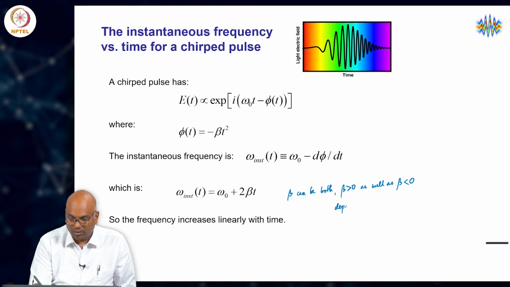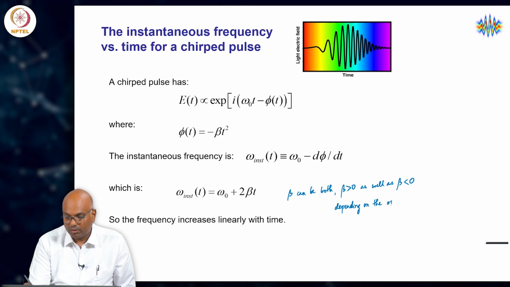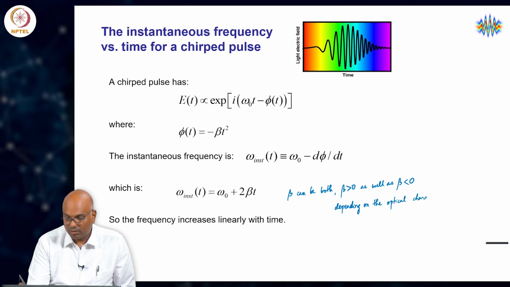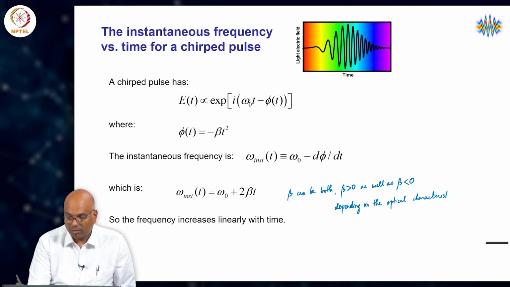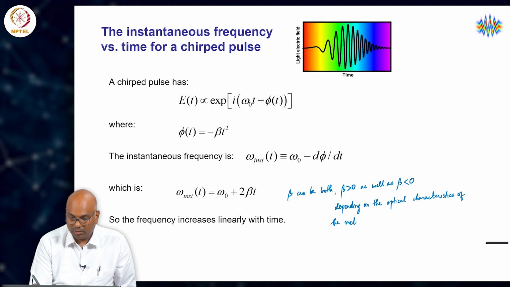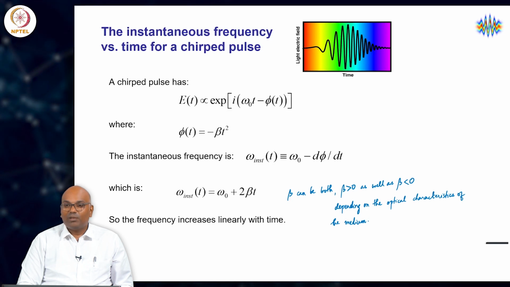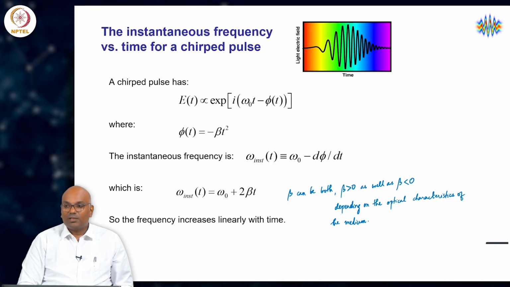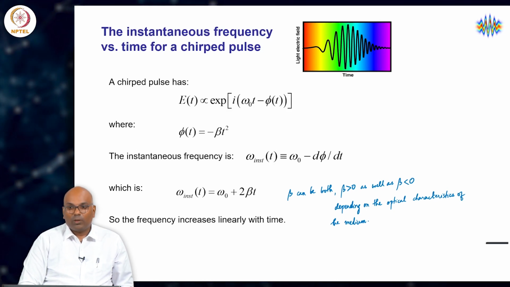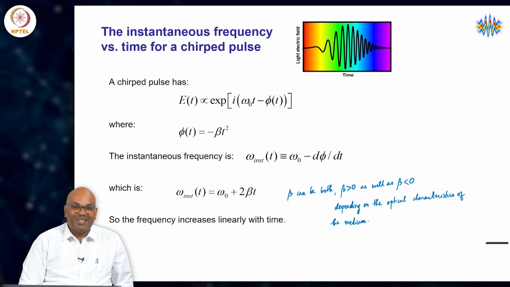depending on the optical characteristics of the medium. So, what optical characteristic is it which determines whether beta is greater or lesser than 0? What characteristic is it? Can you guess that? Not guess, can you deduce that? Oh, you know everything. Yeah, sure.